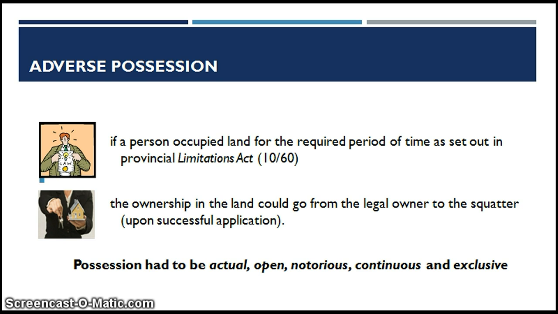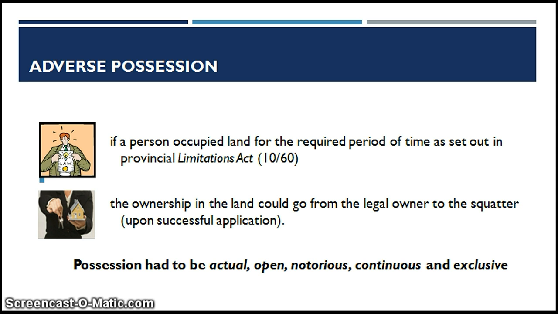If a person occupied land for the required period of time set out in the Provincial Limitations Act, which is 10 years for privately owned property and 60 years for Crown-owned property, then ownership in the land could go from the legal owner to the squatter. That is, if the application that they made is successful.